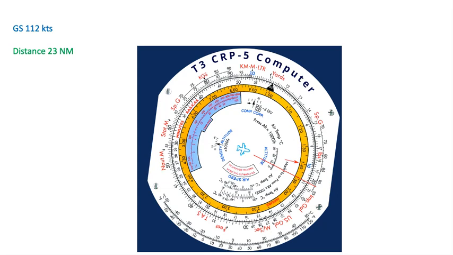So we've got this scenario. Our ground speed is 112 knots, so that's the key number that we need, 112 ground speed, not the true airspeed. We're interested in how fast we're going to cross the ground, and we want to cover 23 nautical miles. So the first thing we're going to do is start with the little arrow with a 60 on it, and that's often the starting point when using the CRP, and I'm going to spin that to 112.